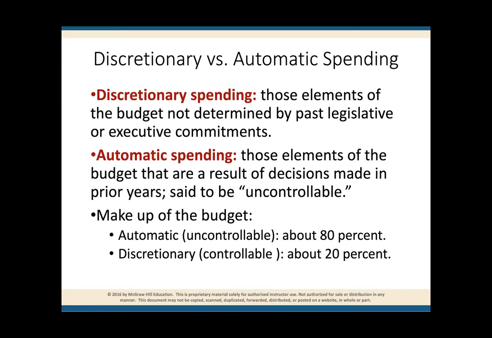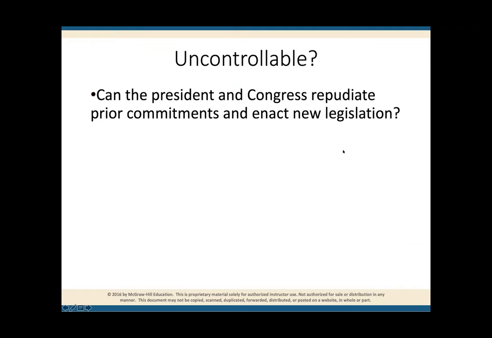Which simply means the Congress, every year, if they want to change the amount of deficit or expenditures, they can only work with 20% of the $3.5 trillion, which is about $600 billion. That's all the discretion they have, about $600 billion. The other thing is automatic.